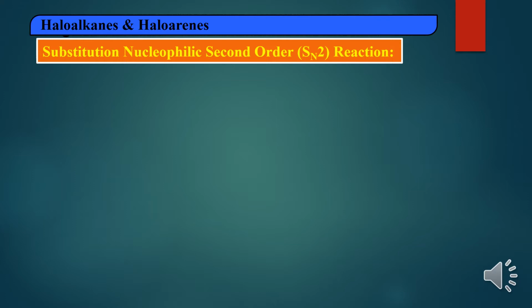SN2 means substitution nucleophilic second order reaction. In this case, we will take an example. Methyl chloride is heated with aqueous potash, that is potassium hydroxide, and methyl alcohol is formed.